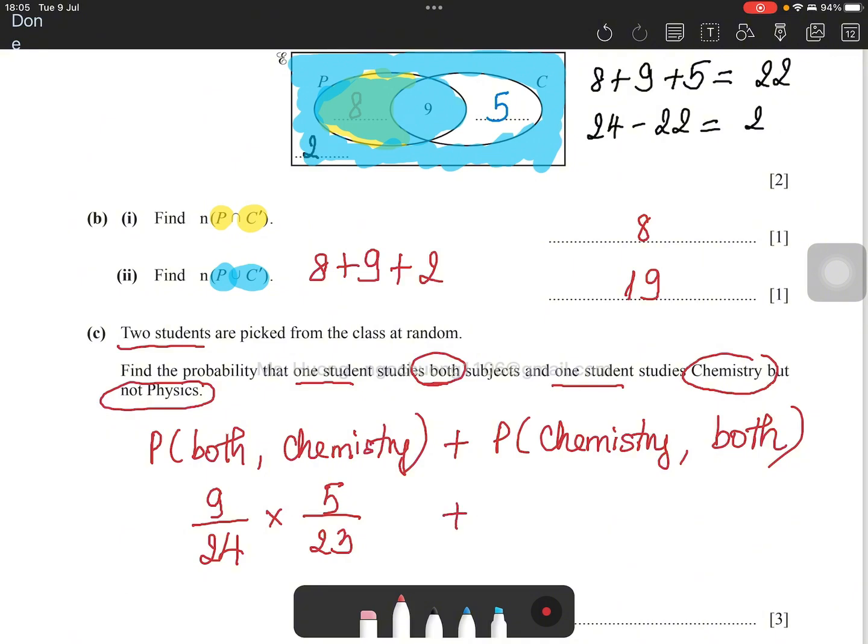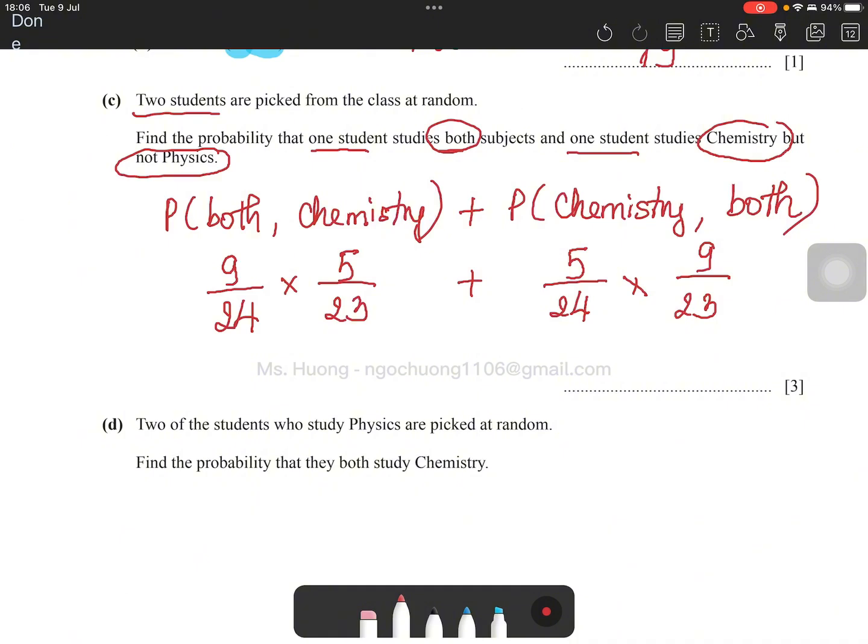And in the second case, the first student only studied chemistry, which means the probability is 5 out of 24. And the second student studied both, which is 9 out of 23. And you will see that these two look similar because the numerator is 9 times 5 and the denominator is 24 times 23. So you can find the probability of one case and then you double it, which is 15 over 92.